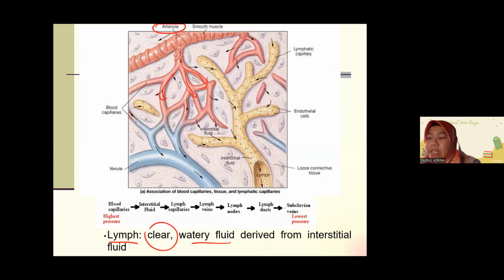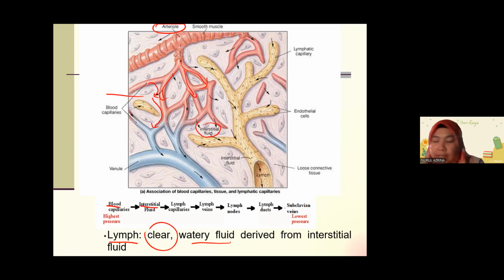And then you can see this is the interstitial fluid. The pressure of the blood capillary is higher than the interstitial fluid, so some fluid from the blood capillary will diffuse into the interstitial fluid. And the pressure inside the interstitial fluid is higher than the pressure inside the lymph capillaries. So that makes the interstitial fluid then enter into the lymph capillary.